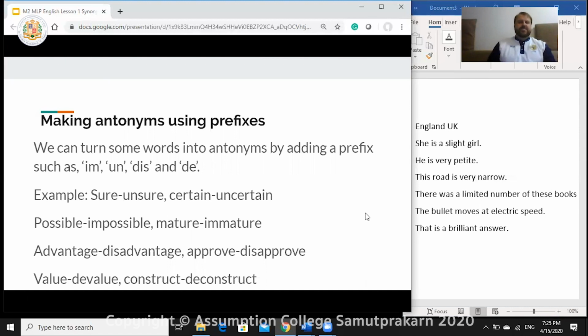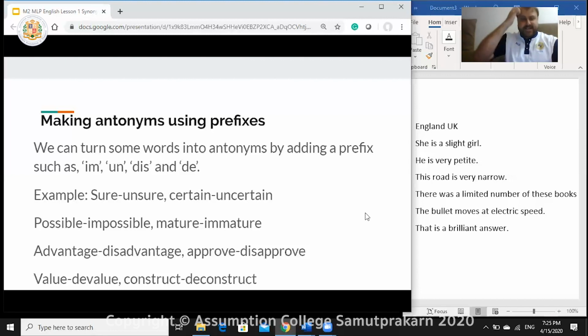And advantage, to have more chance of doing something, more chance of success than somebody else. You have an advantage. If you're smart, you have an advantage. If you have studied before, you have an advantage. The antonym of that is disadvantage. You're not as good as the others. Disadvantage. That's the antonym.